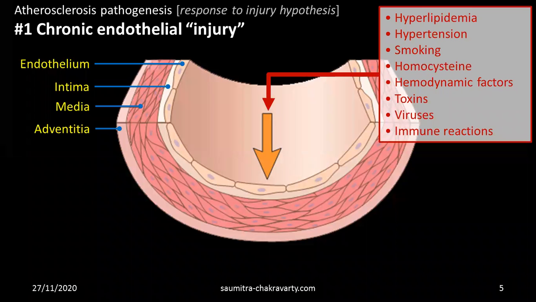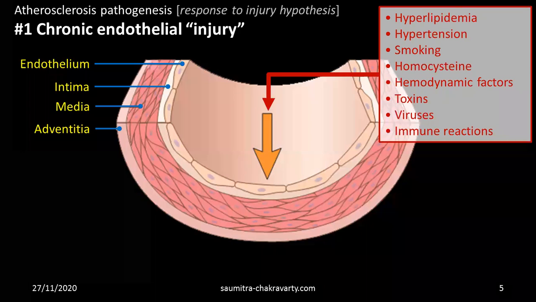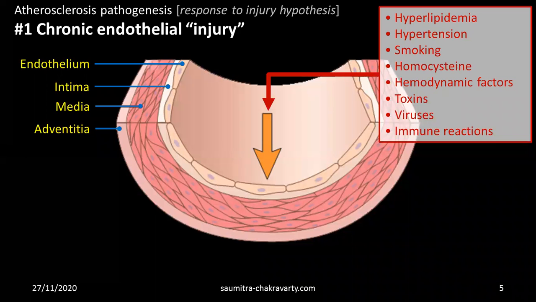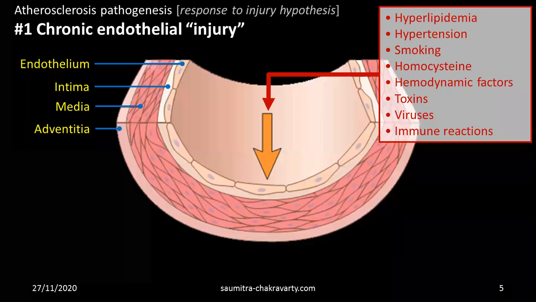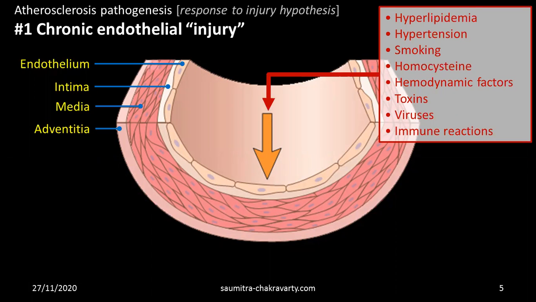Now, how is this atheroma produced? Firstly, there has to be some kind of endothelial injury, and that has to be chronic. Acute injury does not instantaneously cause the atheroma. It's a long-term process, maybe years, decades even. It takes a long time to develop atheroma, so that has to be chronic endothelial injury.